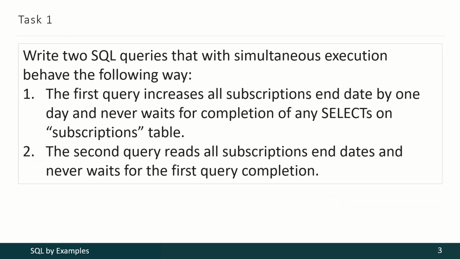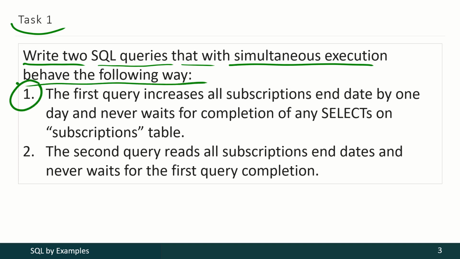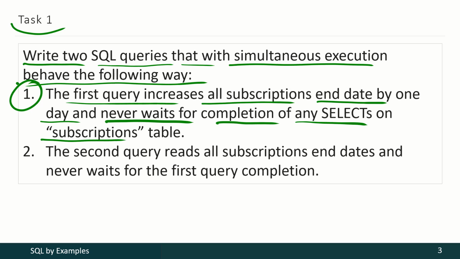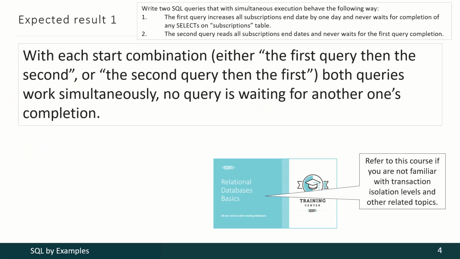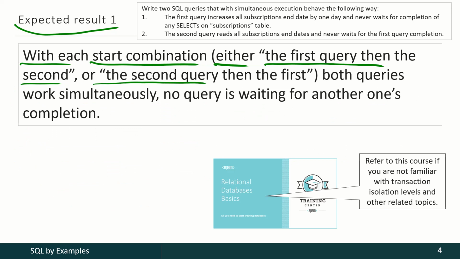Let's proceed with tasks, and in the first one we have to write two SQL queries that with simultaneous execution behave the following way. The first query should increase all subscriptions and dates by 1 day and never wait for completion of any selects on subscriptions table. The second query should read all subscriptions and dates and never wait for the first query completion. The expected result for this task is that with each start combination, either the first query then the second or the second query then the first, both queries work simultaneously, no query is waiting for another one's completion.